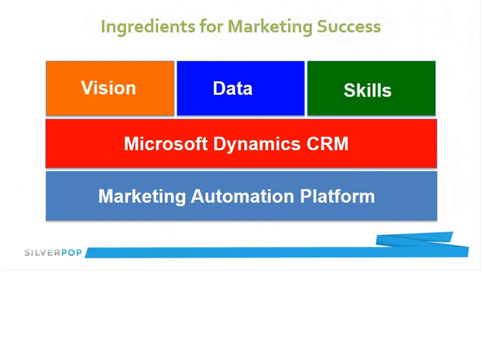So very quickly, there are some ingredients for marketing success, and we'll definitely use Microsoft Dynamics CRM as our example, and the marketing automation platform that we'll use today is really Core Motives, which is a SilverPop offering. But let's move up to the top and talk about what marketers think and how do marketers really leverage CRM platforms and marketing automation platforms to be successful.